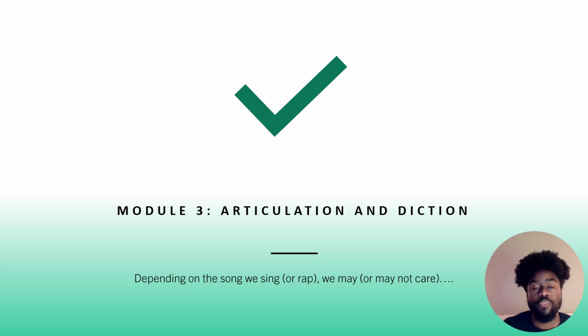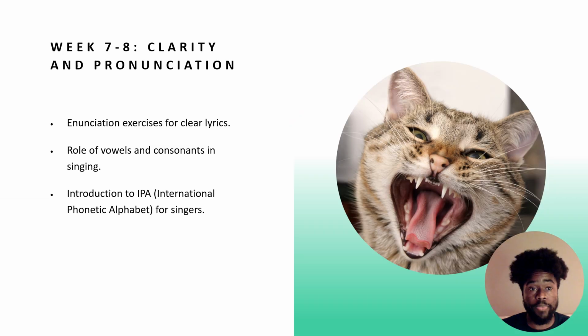Because if we're rapping, or doing some of the music that doesn't require it, then we really might not want to over-articulate. Again, these things can be genre specific. And so that leads us into weeks 7 and 8, in which we will specifically deep dive into clarity and pronunciation and how to maintain it.